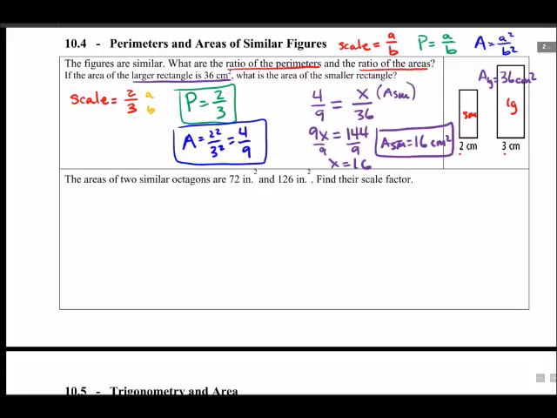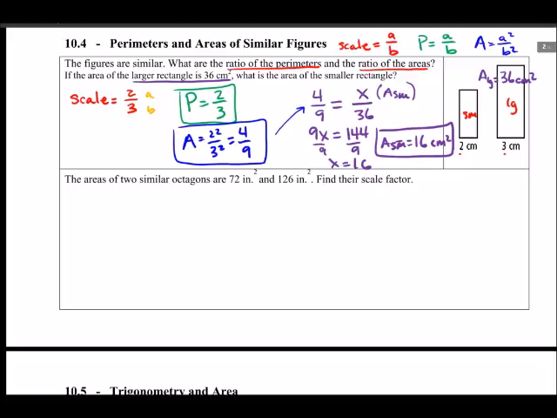So easy enough. You find your scale. Your perimeter ratio is the same as the scale. The area ratio is scale squared. And then I'm going to use one of those to write a proportion to find my unknown. We were looking for area, so I used my area ratio. And I just take my area ratio and use it to write that proportion.